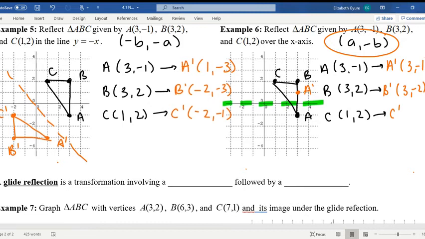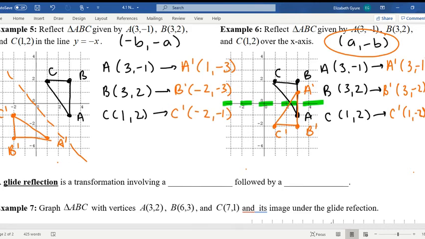Okay, so then for C prime, what would happen with 1, 2? 1, -2, good. Gannon, I see that you responded in the chat as well, thank you. All right, so B would be 3, -2, so that goes here, and then C prime is 1, -2. So that's here.